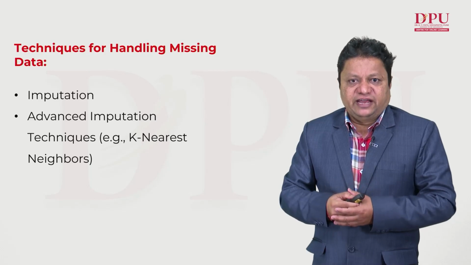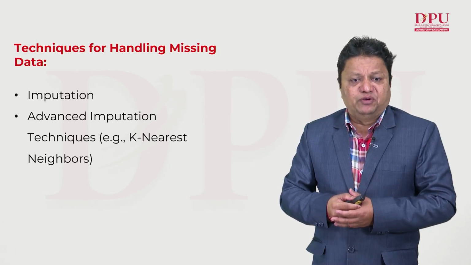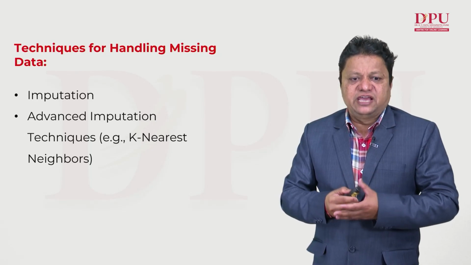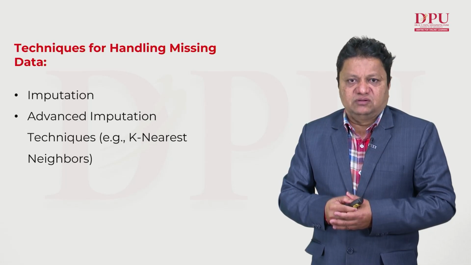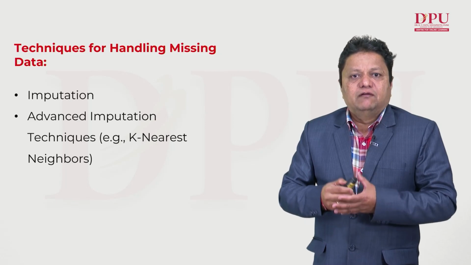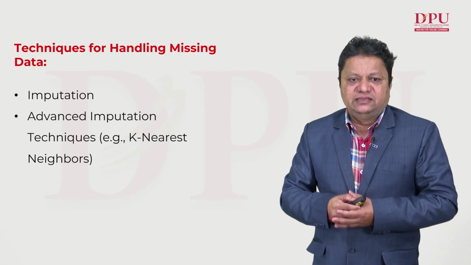So these are the different techniques, that is imputation can be one. The second one can be advanced imputation techniques, like using machine learning algorithms like the k nearest neighbors algorithm. So, using this advanced imputation technique also we can fill up the missing data in the data set.